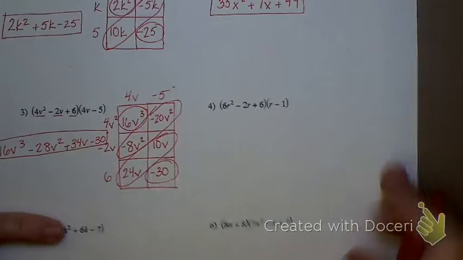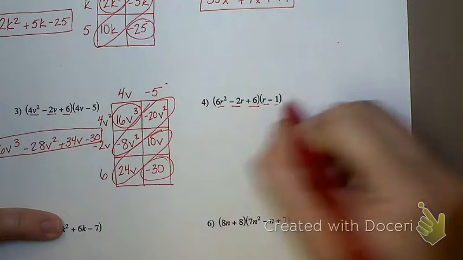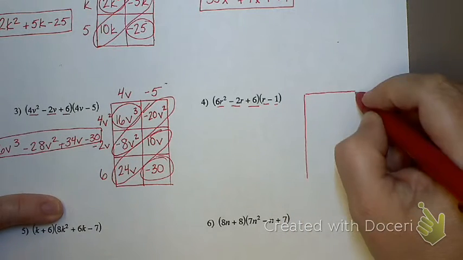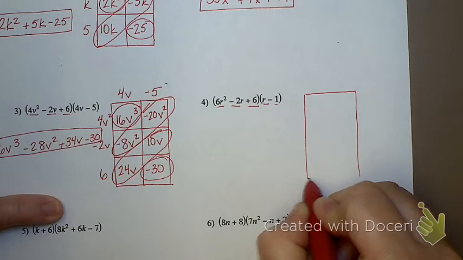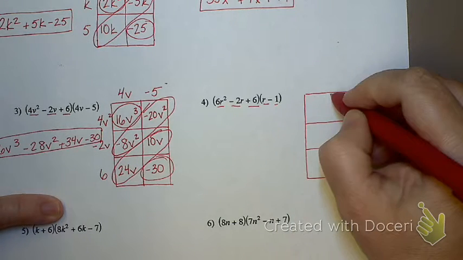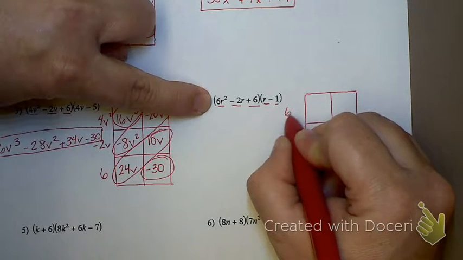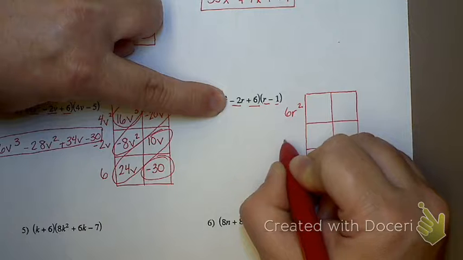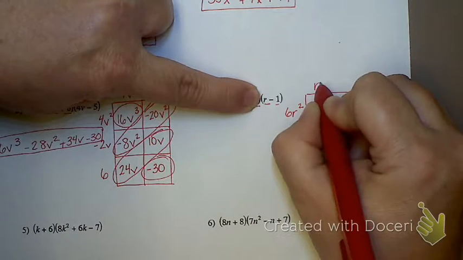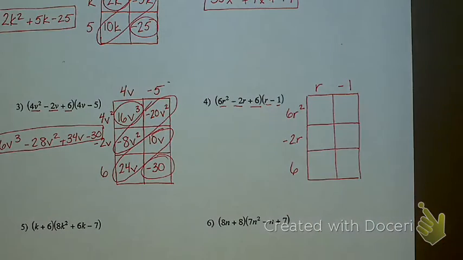Okay. So if I set up my box here again, I need 3 rows and 2 columns. So I need 3 this way and 2 this way. So here's my 3 rows and my 2 that way. So let's plug this in. 6r squared, negative 2r, and 6. And then up here I have r and minus 1. Why don't you take a minute and fill in that box?